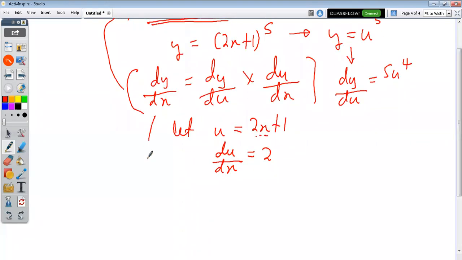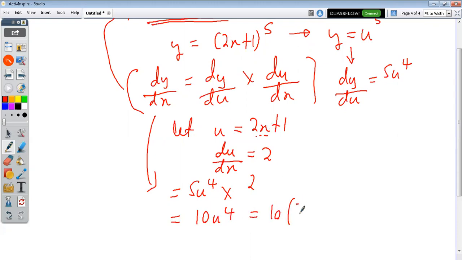So now if we apply this formula here, dy over dx is 5u to the power of 4 multiplied by du over dx, which is 2. That gives me 10u to the power of 4. What is u? U we said is this. So 10 times (2x plus 1) to the power of 4. Are we together? Now, that's the long way of doing chain rule.